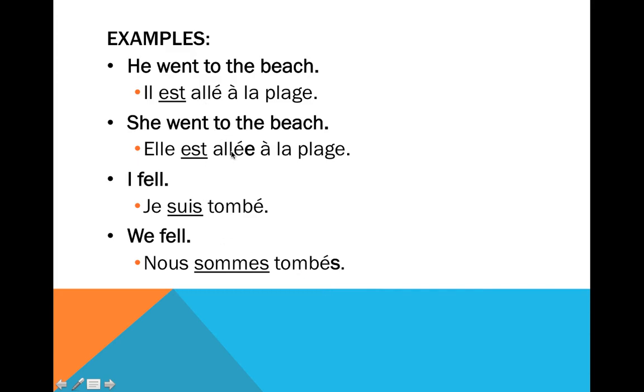So notice how each of these times we have the same structure. You have a helping verb conjugated in the present tense. Then you have the past participle. Sometimes we're just adding a little bit more than we're used to, only for when it's conjugated with être. When it's conjugated with avoir, you don't need to worry about this extra E and this extra S. Et ça c'est la fin.